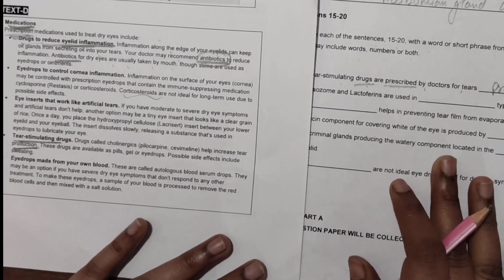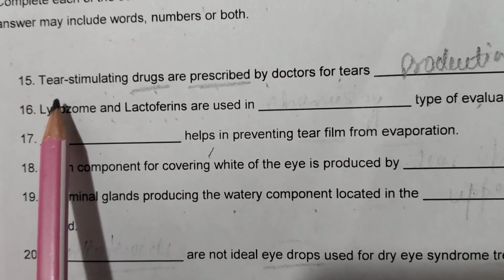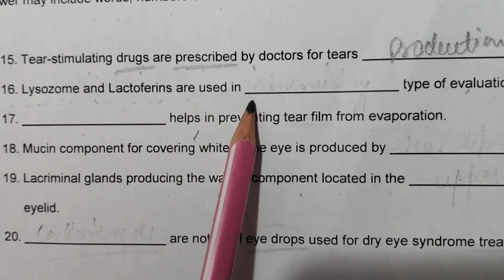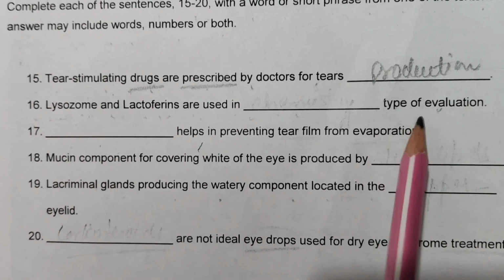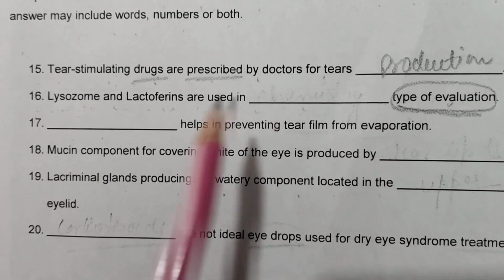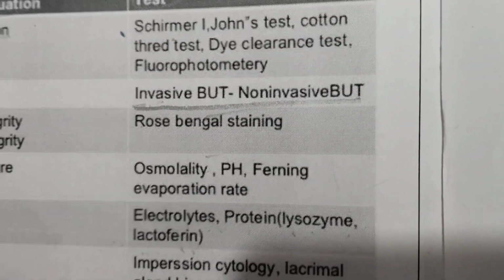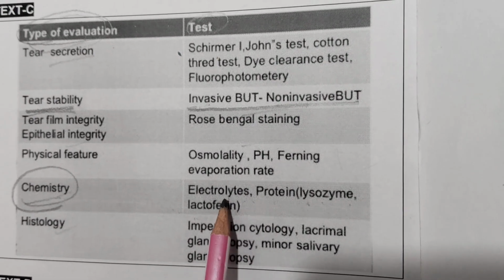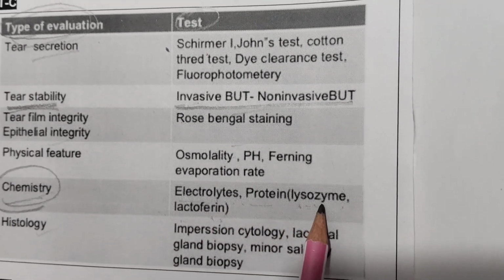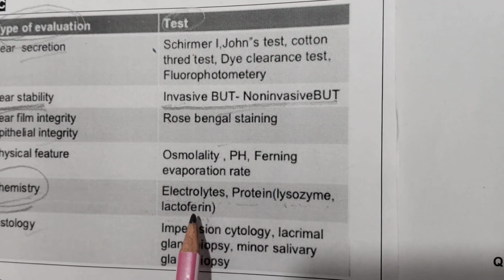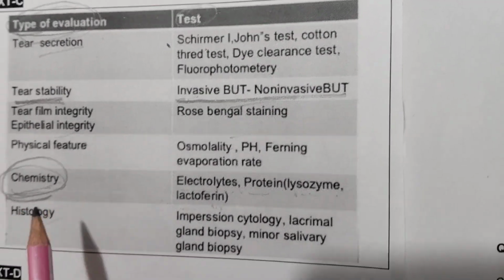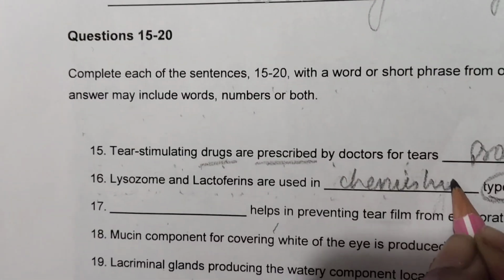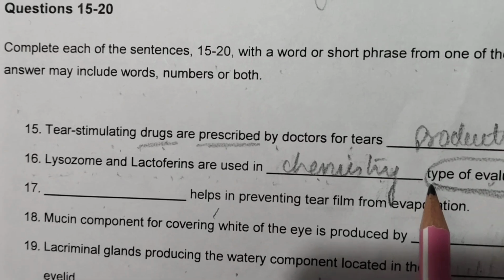Like this we can search that. Now the next question is question number 16. Lysozyme and lactoferrins are used in dash type of evaluation. So type of evaluation is the keyword. So in text C, types of evaluation. Okay, so this test is mentioned here: electrolytes, protein, lysozyme and lactoferrins. So the answer is chemistry. So used in chemistry. Chemistry is the answer for this question.